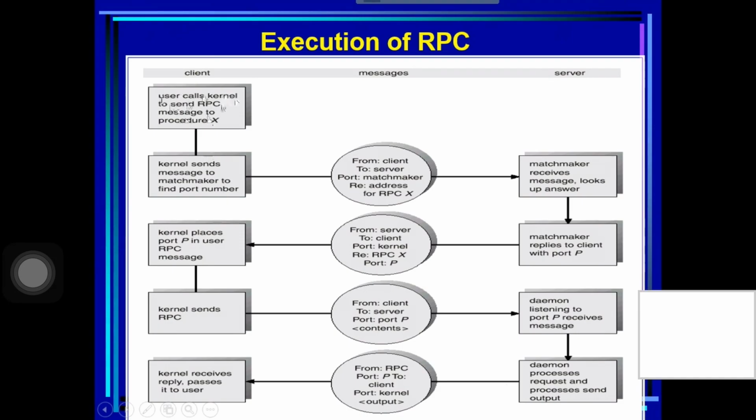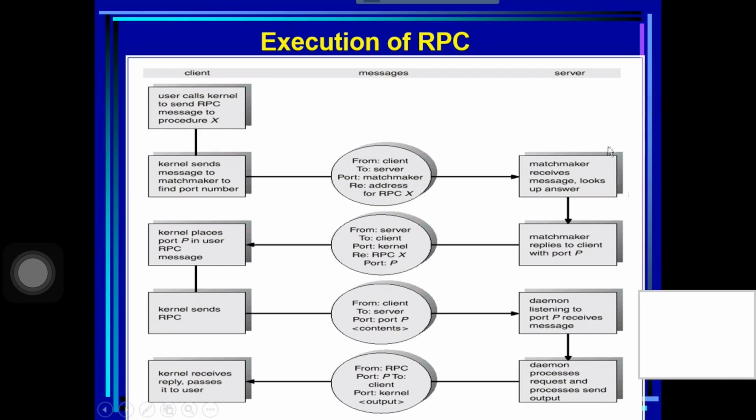So the user calls the kernel to send an RPC message to procedure X. The kernel sends a message to the matchmaker to find the port number, because the client end doesn't know the port number. So this is the message from the client end to the server end. The port is the matchmaker, and the request is the address for RPC X. This is the service name, RPCS.